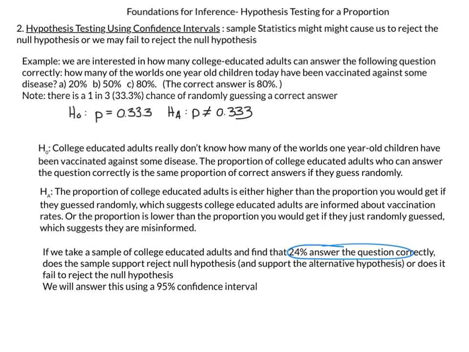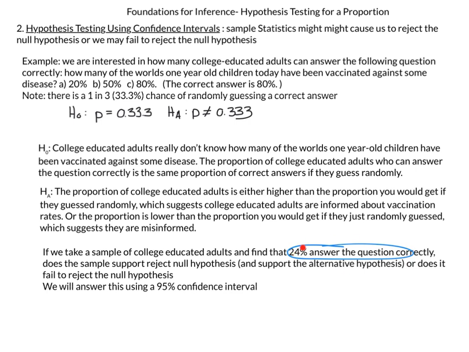Does the sample then support rejecting the null hypothesis and supporting the alternative hypothesis? Or does it fail to reject the null hypothesis? And we're going to answer this using a 95% confidence interval. So the idea is, one, our proportion is probably not going to be exactly 33% or 33.3%. And also, even if it were exact, a sample doesn't always hit that proportion correctly. The sample is also going to be off a little bit because of sampling error.